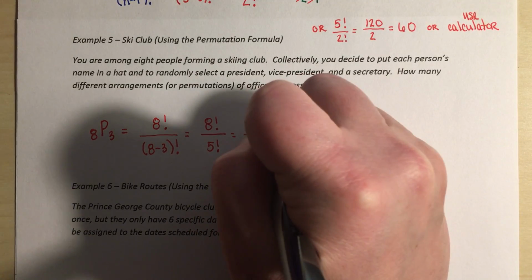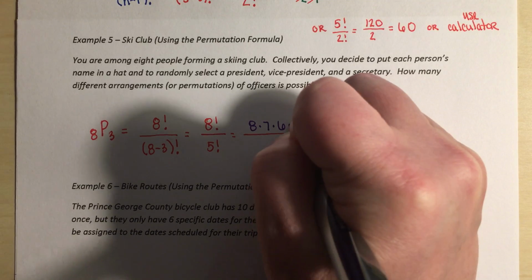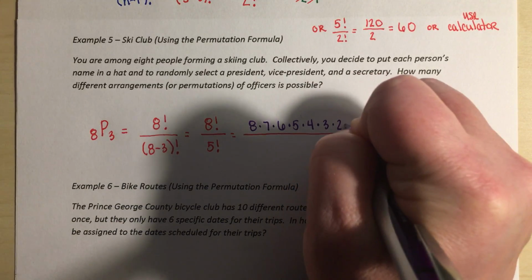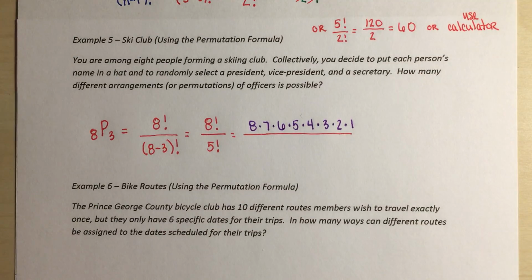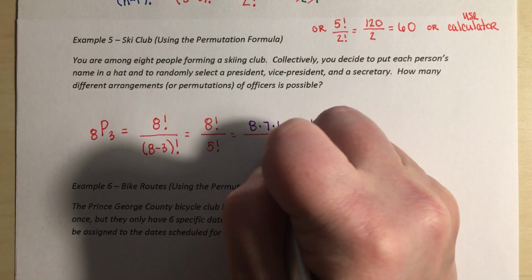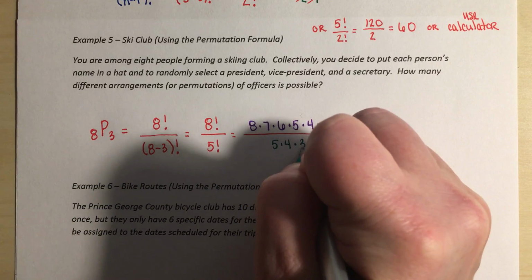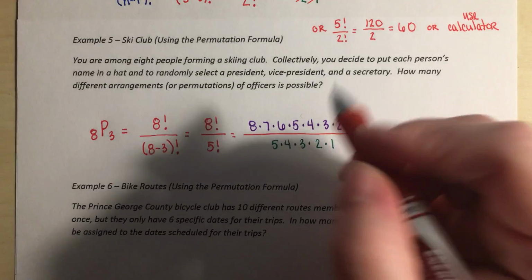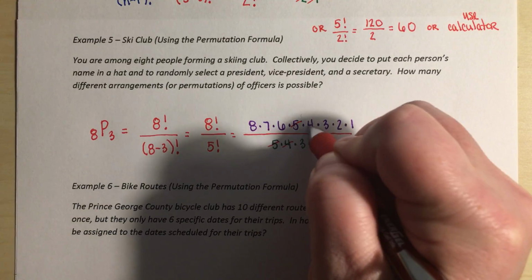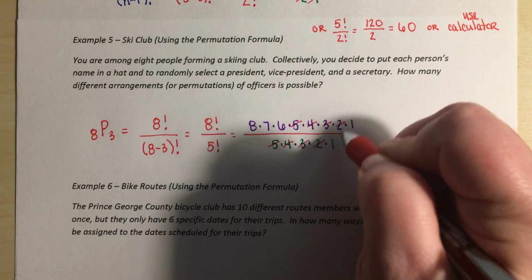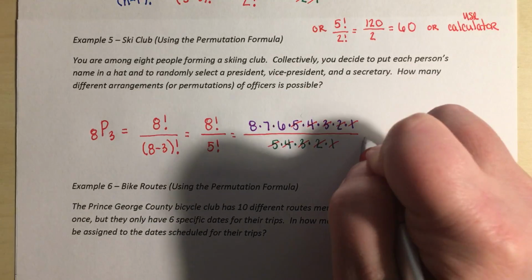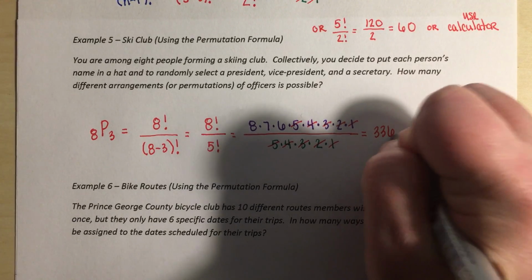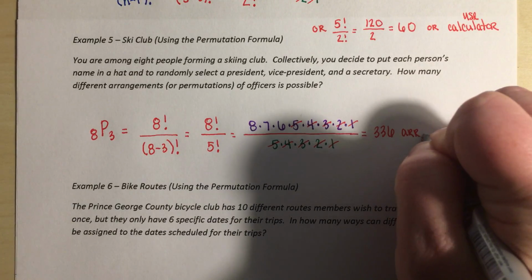So 8 times 7 times 6 times 5 times 4 times 3 times 2 times 1. And then down here we have 5 times 4 times 3 times 2 times 1. Right. Everything's going to cancel except for the 8, the 7, and the 6. And we are left with 336 possible arrangements.